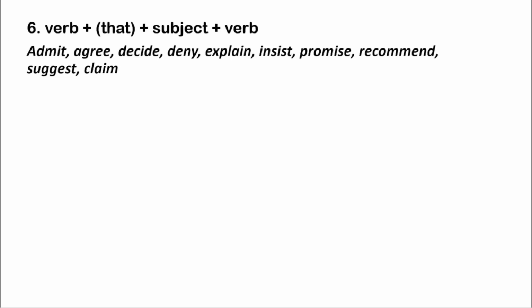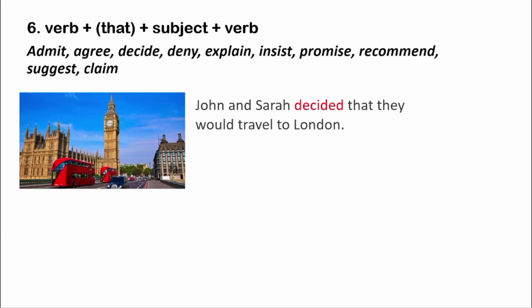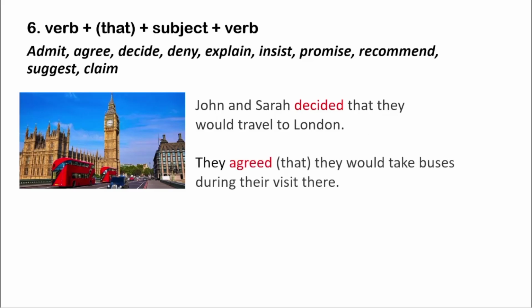We have some verbs: admit, agree, decide, deny, explain, insist, promise, recommend, suggest, claim. So the pattern here is the verb plus that. It is optional. We can use that or not. Then subject plus a verb. For example, John and Sarah decided that they would travel to London. So after decided, we use a that clause: that, and then they, the subject, would travel, the verb. They agreed that they would take buses during their visit there. The same: agreed, plus that, plus they, the subject, would take, the verb.